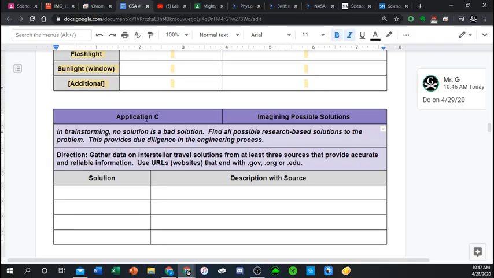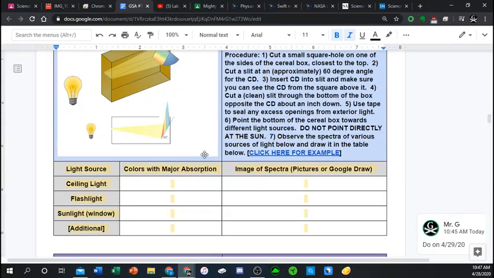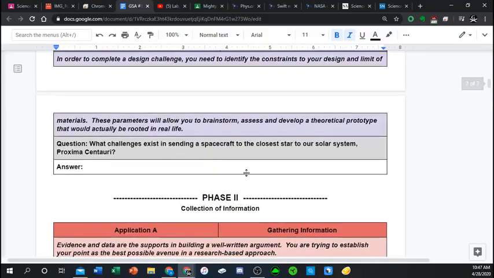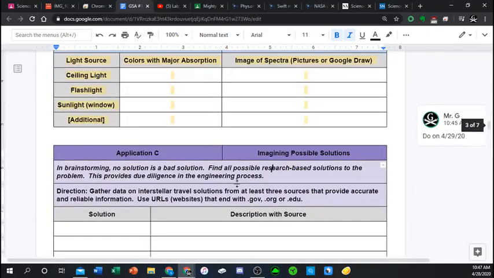Alright. Application C. Alright, so if you're doing B, you go right ahead, you start building. Okay? Application A, you guys should be researching. So A and B, you guys are at work, right?